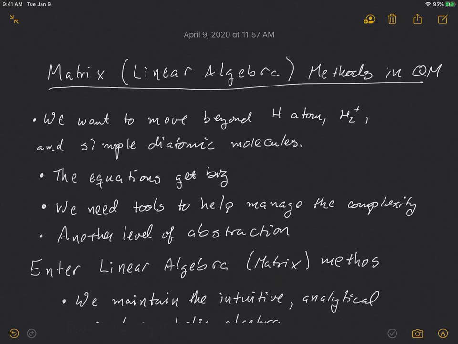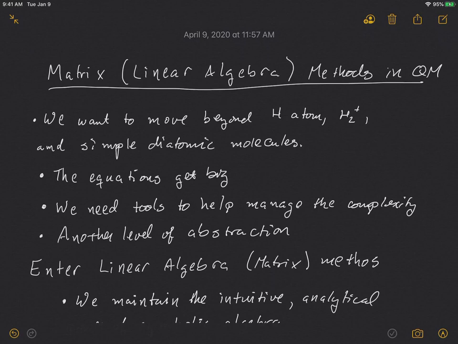In this lecture video, we'll be talking about using matrix or linear algebra methods for quantum mechanics, for solving quantum mechanical problems. So the motivation here is that we want to move beyond these simple systems like the hydrogen atom or H2+ or helium, or even the simple diatomic molecules that we discussed already.